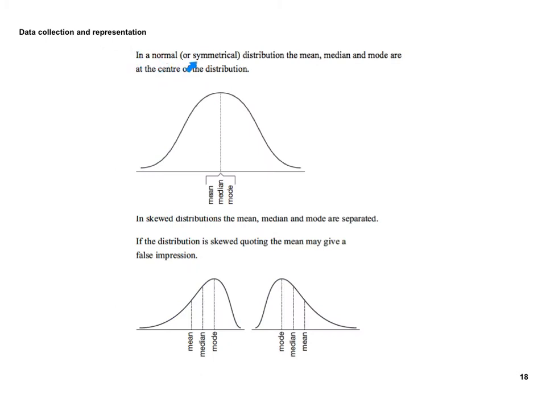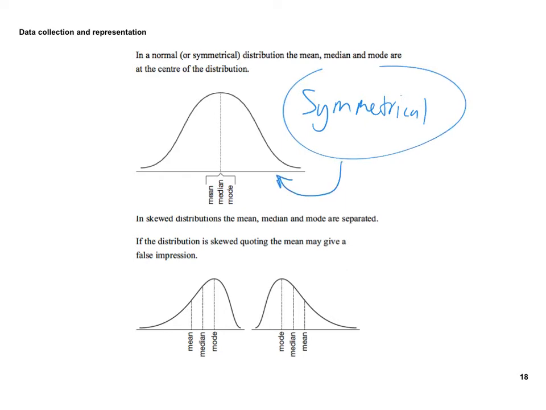In a normal or symmetrical distribution, the mean, median, and mode are at the center, like this one just here. So this one is symmetrical. In skewed distributions, the mean, median, and mode are separated. If the distribution is skewed, quoting the mean may give a false impression. So the average or the mean can be affected if it's not centralized. Remember the two types, positive and negative skewedness. Whereas this one is symmetrical, which means it's not skewed.